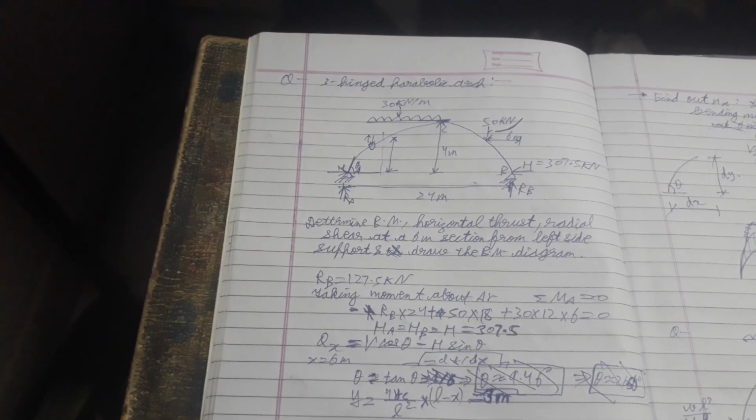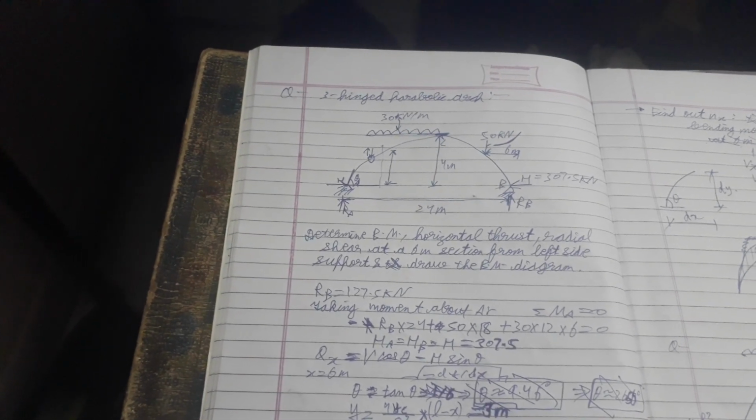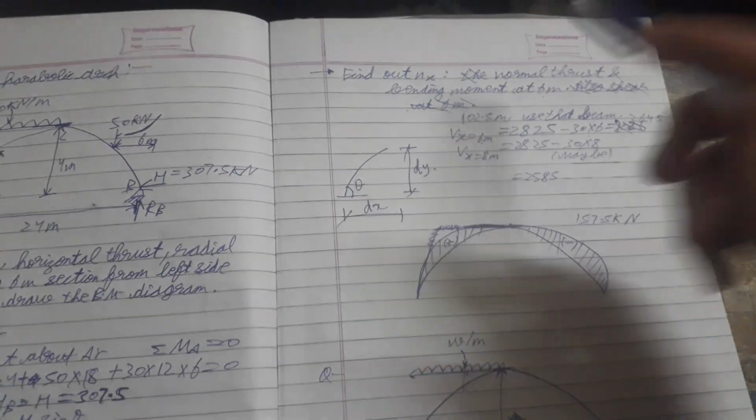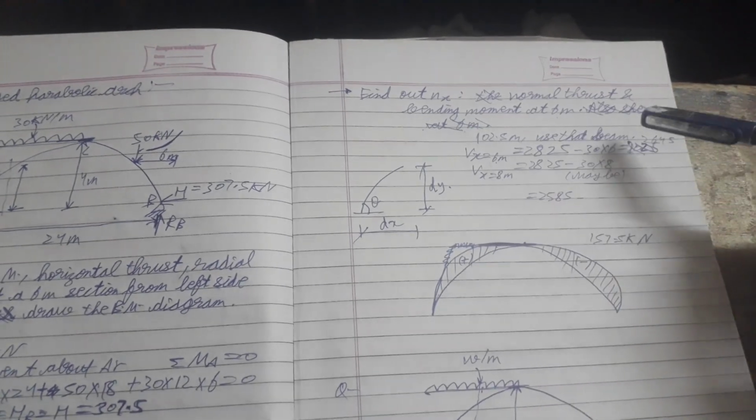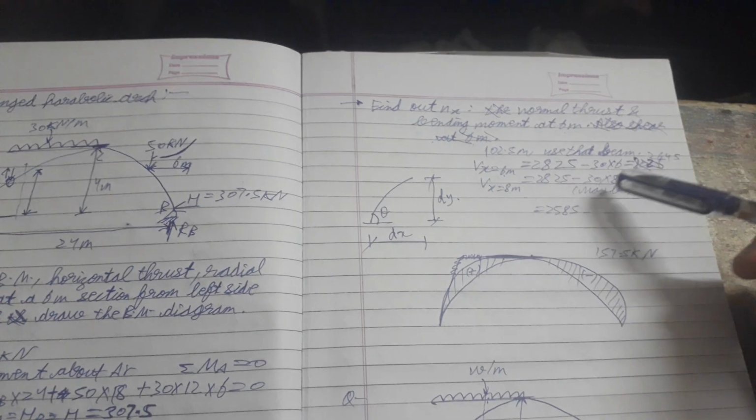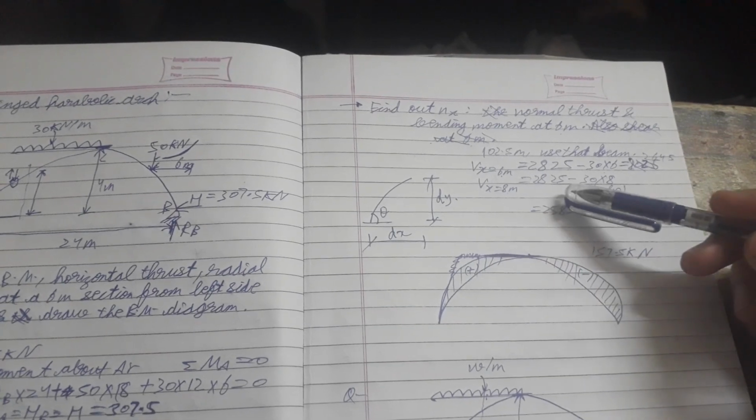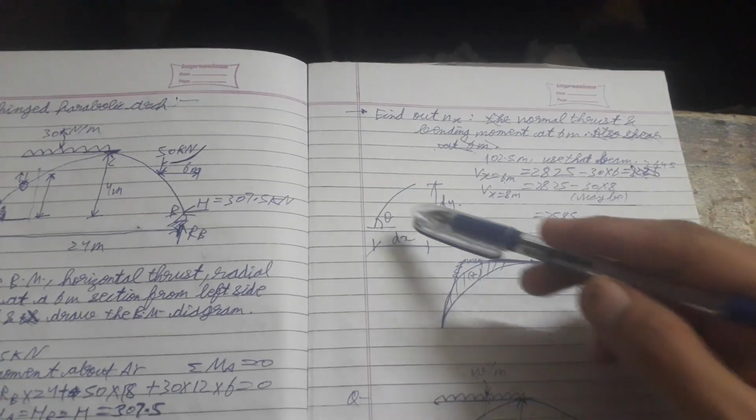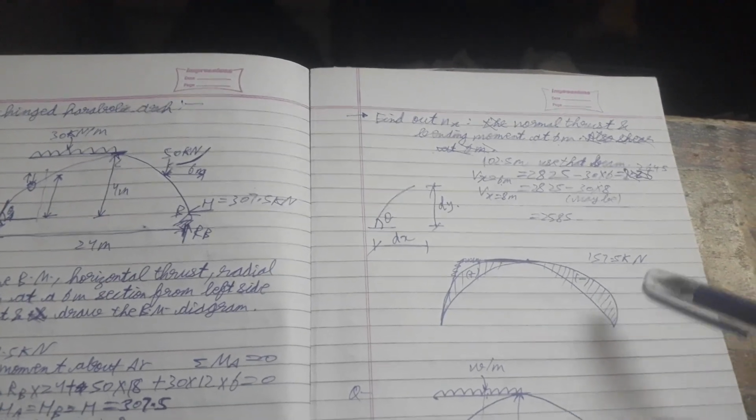Actually, y is equal to 4yc by L square into x into L minus x. dy/dx is equal to tan theta is equal to 4yc by L square into L minus 2x. Find out the normal thrust and bending moment at 6 meter. Vx at 6 meter is equal to 2825 minus 30 into 6 is equal to 2645. Vx at 8 meter is equal to 2825 minus 30 into 8. This is theta, this is dx, this is dy. This is positive. This is negative 157.5 kilonewton.